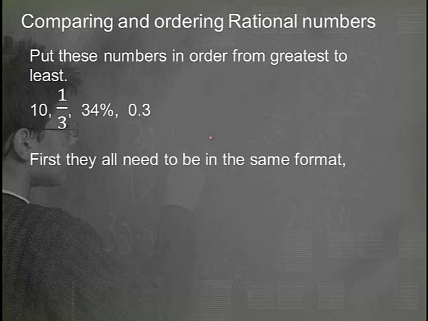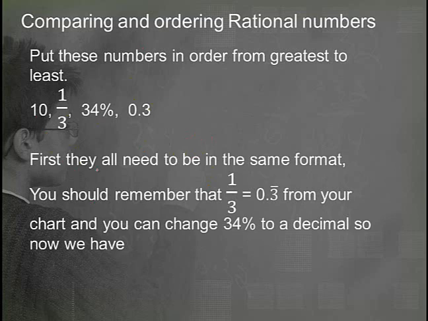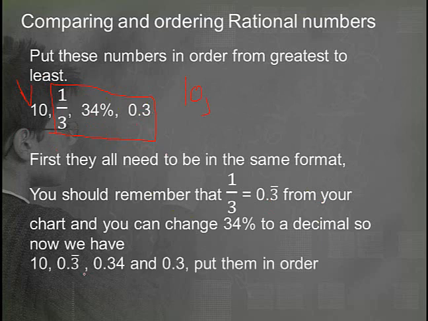The easiest thing for this would probably be a percent, but the only things you really need to worry about are these three. 10 is going to be the biggest one of all. So that's my first one. And then I've got 1/3, which remember is 0.3 repeating. I've got 34% and 0.3. Well, if I put them all as a decimal, this would be 0.34. So I have 0.3 repeating, 0.34, and 0.3.